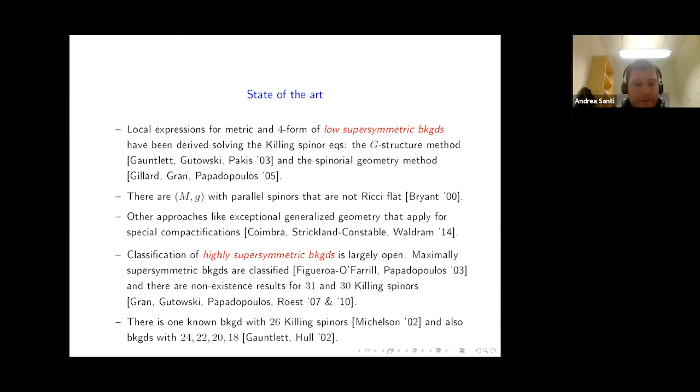And I'm thinking if I should explain my proof of the gap for 31 next time in Lie algebraic terms, but let's see, I haven't decided yet. So nothing is known for 29, 28, and 27. It is not known if backgrounds with exactly this amount of Killing spinors exist or not at all. There is one known background with 26, and nothing is known for 25. And when you arrive at 24, actually solutions become more abundant, and it's not so difficult to construct them.